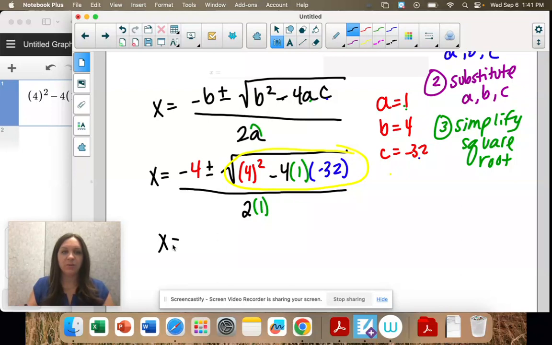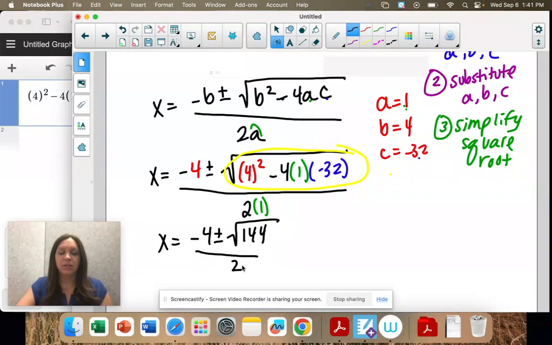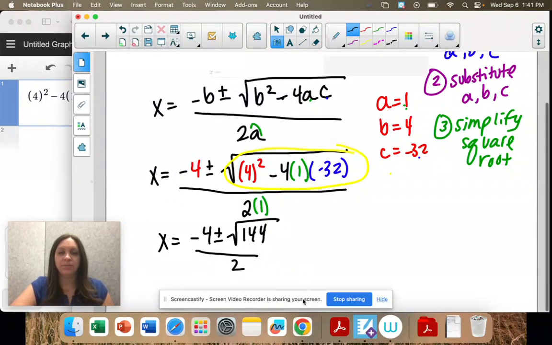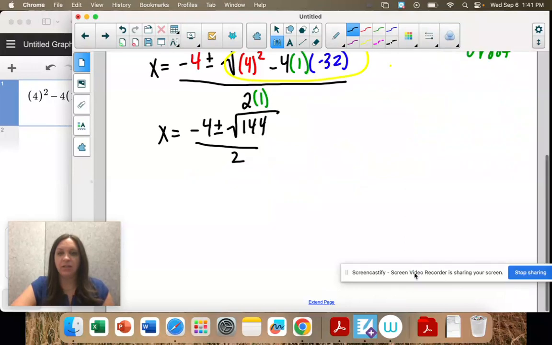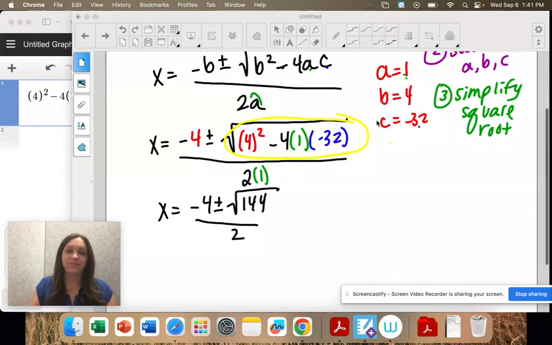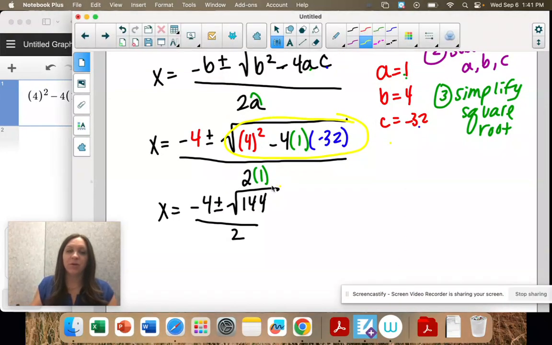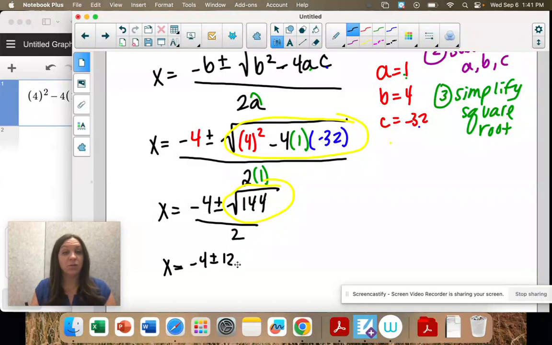So I have x equals negative 4 plus or minus the square root of 144 over 2 times 1. Did you see it? The square root of 144 is 12. So x equals negative 4 plus or minus 12 over 2.